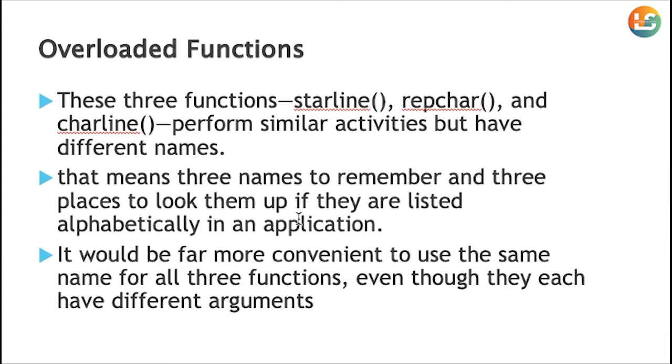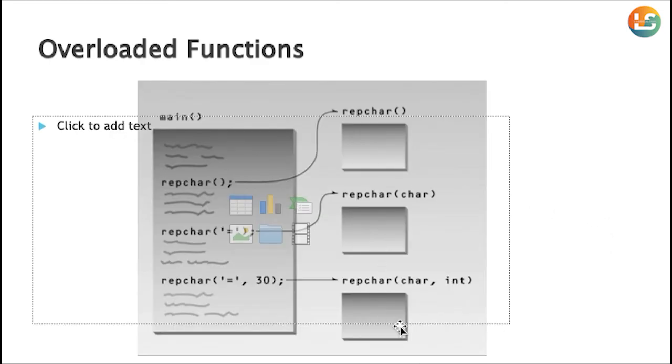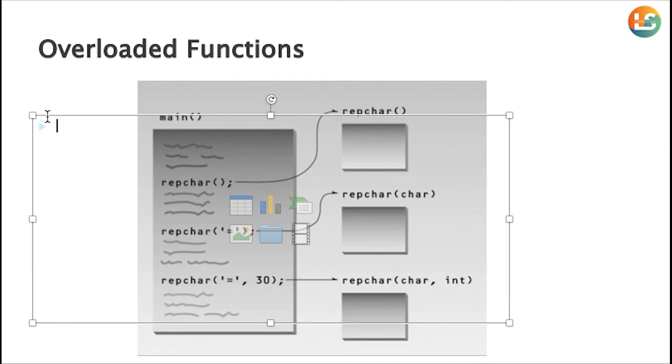And if we are going to give all these three functions different names, rather than giving them different names, we can also give them the same name, like for example charline. If we give more than one function the same name and all functions have different types and different numbers of parameters, then this process is called function overloading.